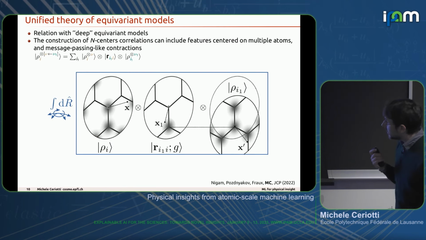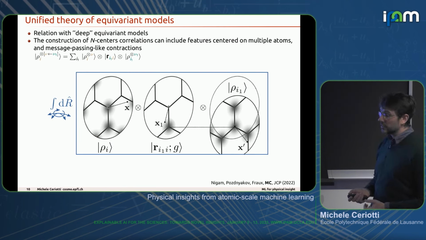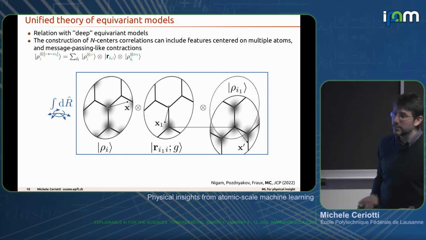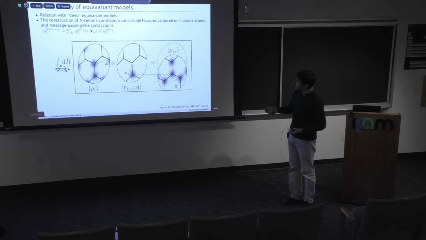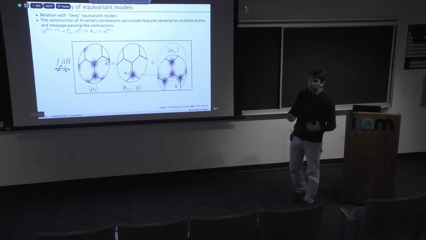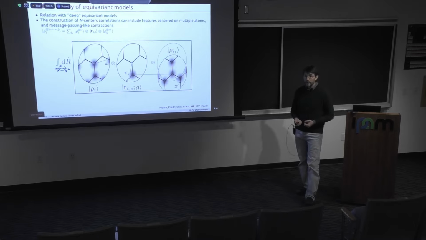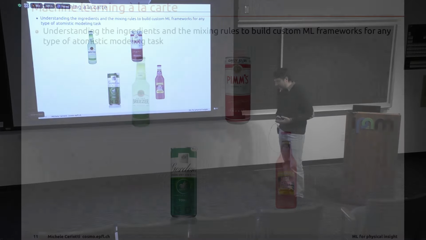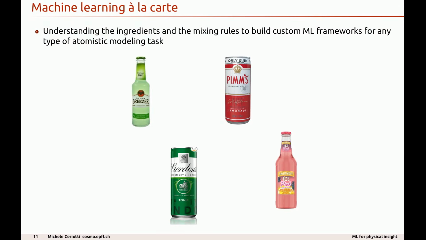And because of this, you can show that, at least in the appropriate limit, all of these equivariant models are equivalent to building features that are not centered on an individual atom, but that combine information on densities centered on different atoms. And basically, the contraction over the correlations of neighboring atoms is what builds the structure of a message passing architecture.